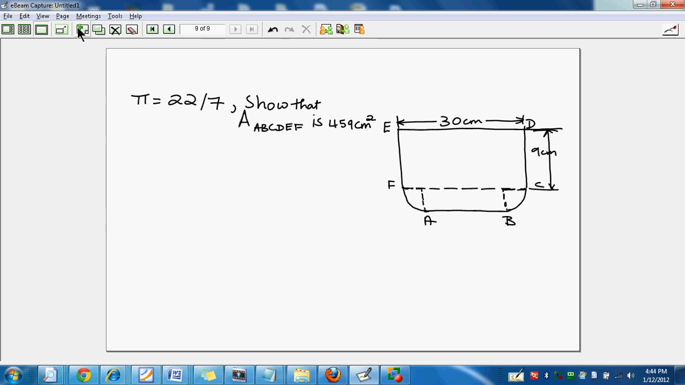So, based on the information they give you, the drawing would have been initially like that. When you read on that ED was 30 centimeters, which is in there, AB is 16, so we have to put in AB as 16 centimeters. DC equal to 9 centimeters, that's in place. And then BC and AF are arcs of a circle of radius 7. So it means that here is 7, here is 7, here is 7, here is 7.